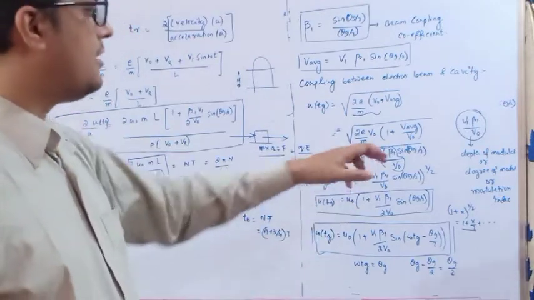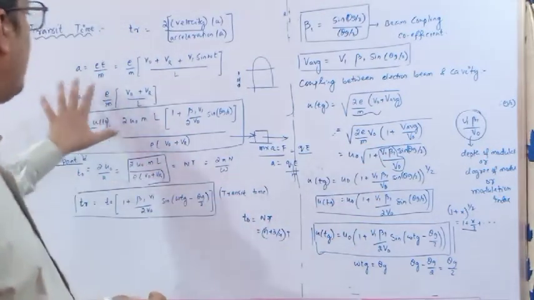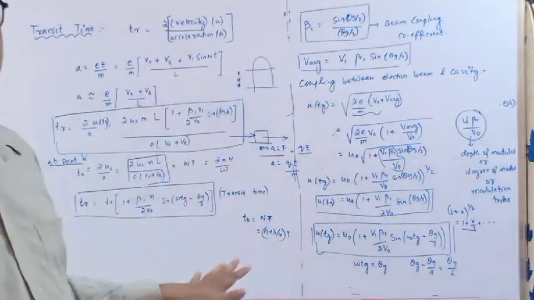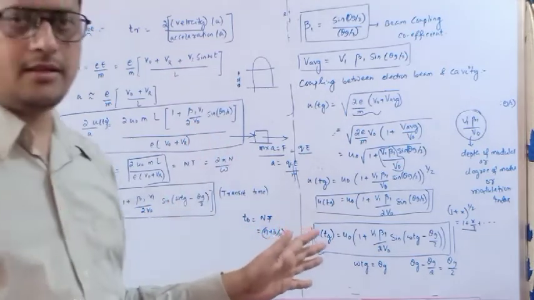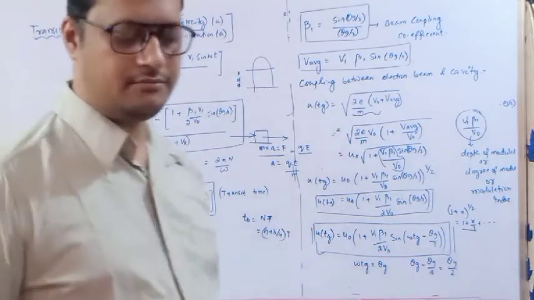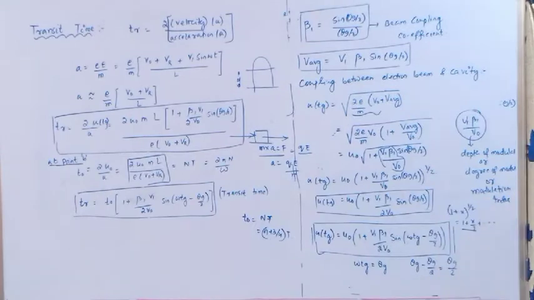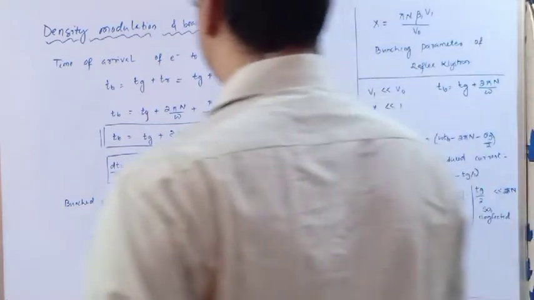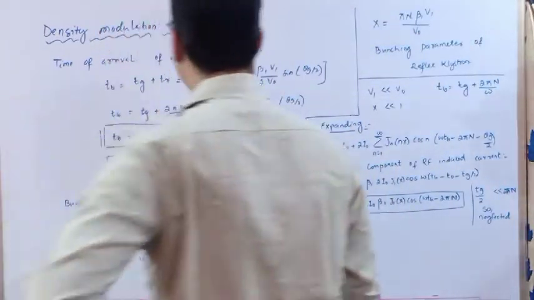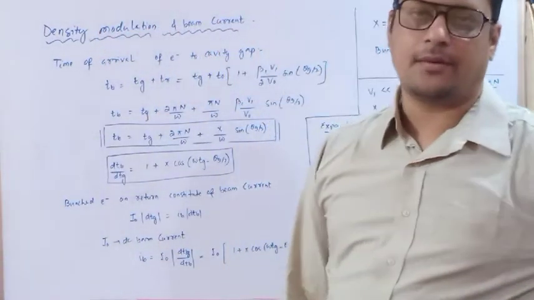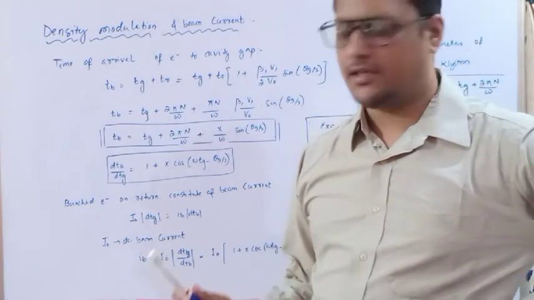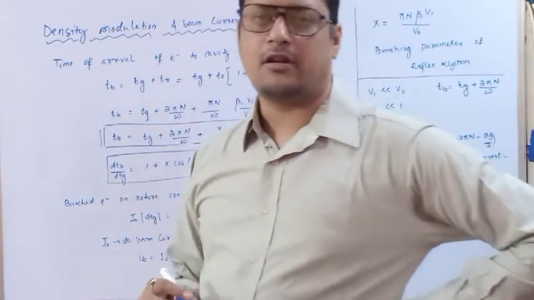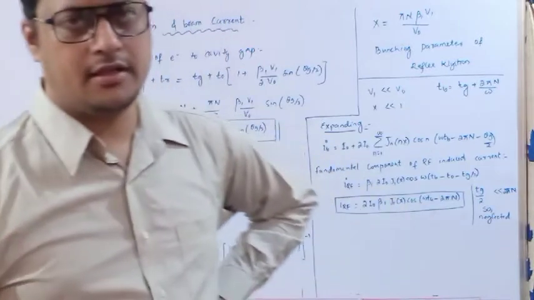Okay. Using the same thing we have derived for transit time, there are other parameters that we are going to discuss now. Okay. So this is density modulation and beam current. So up to transit time we have calculated all those relations. Velocity modulation also we have calculated.